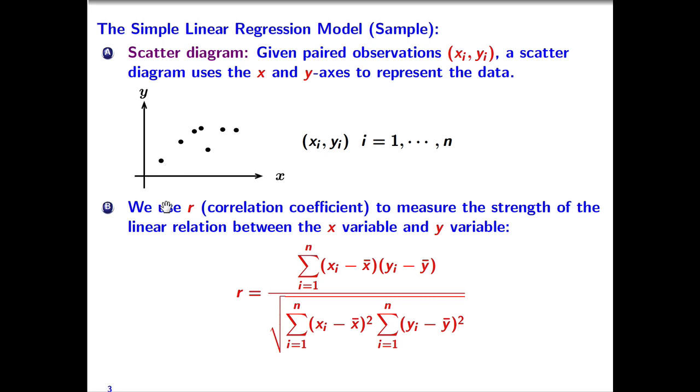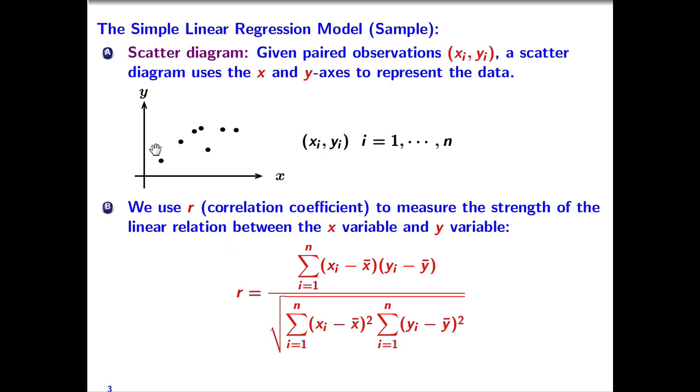And we use r, the correlation coefficient, to measure the strength of the linear relationship between x and y by this equation: r equals the sum from i equal to 1 to n of (xi minus x bar) times (yi minus y bar) for the numerator, and the denominator is the square root of the sum from i equal to 1 to n of (xi minus x bar) squared times the sum from i equal to 1 to n of (yi minus y bar) squared. And we studied this equation in chapter 3.